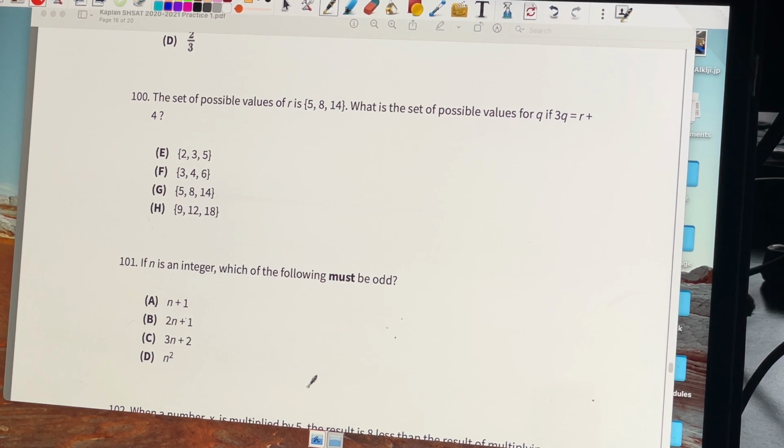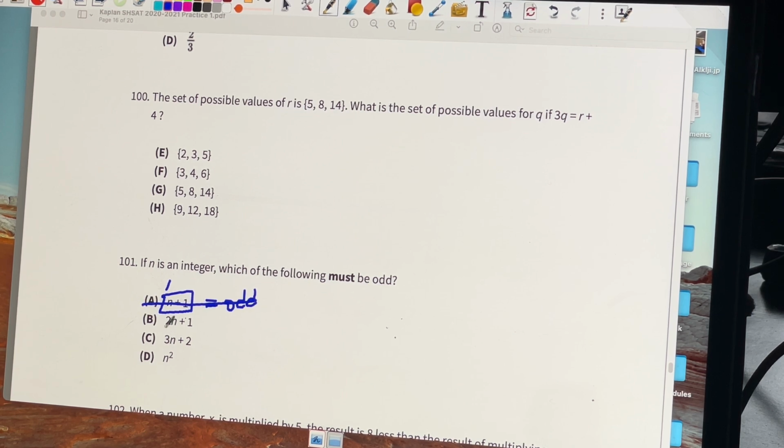101. So again, if n is an integer, which of the following must be odd? Well, if n must be odd, so if I can prove that n is even here, would this equal an odd number? Well, if n is an even number, that wouldn't work. Sorry, if n is an odd number, that wouldn't work. So n can't be odd here. The only way this is going to work is if n is an even number, like 2, 4, 6, 8. If it's odd, this is not going to work, so that's gone.